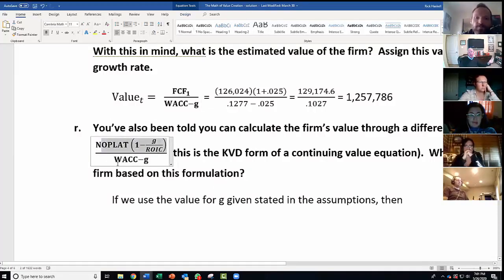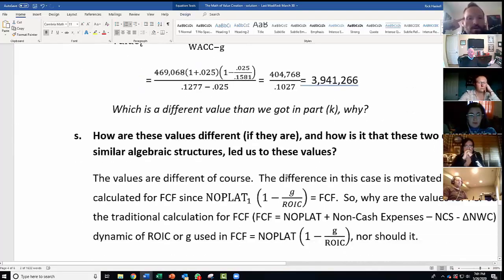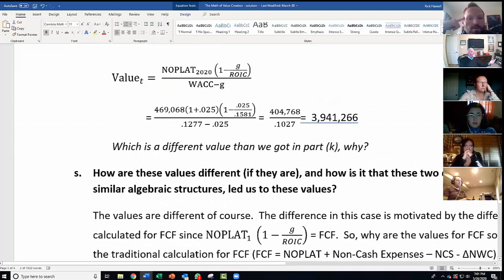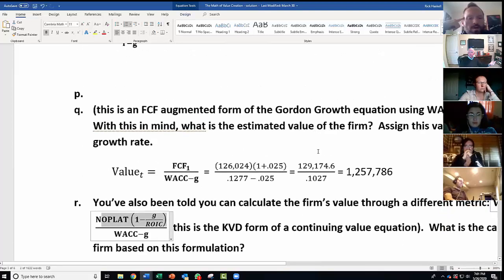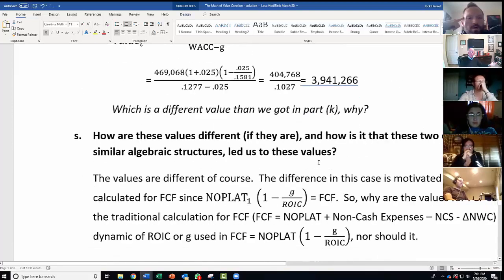And we're dividing it by WACC minus G, which means it's the Gordon growth model, and that lets us come up with some numbers, and you've already done this. You've noticed that these numbers are very different: 3,941,000 versus 1,257,000. So somebody remind me why they're so different. What's at the heart of them being so different? This is something we've talked about 3 times over the last few weeks now. Anybody remember?